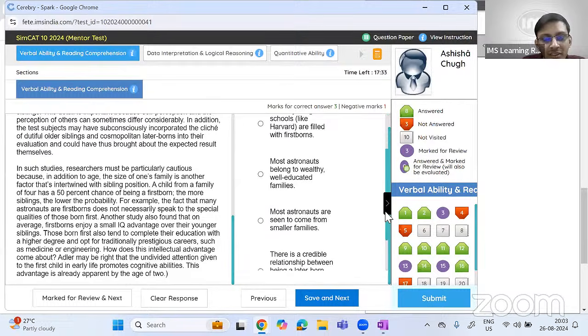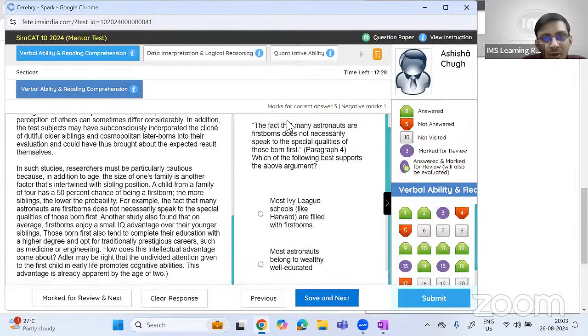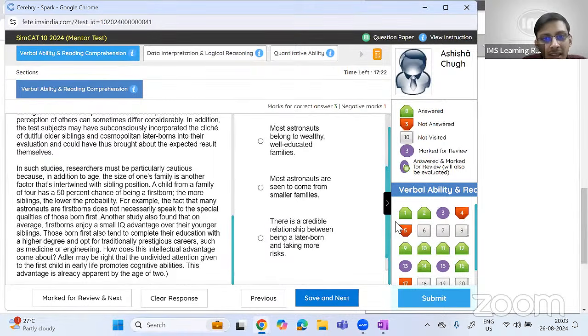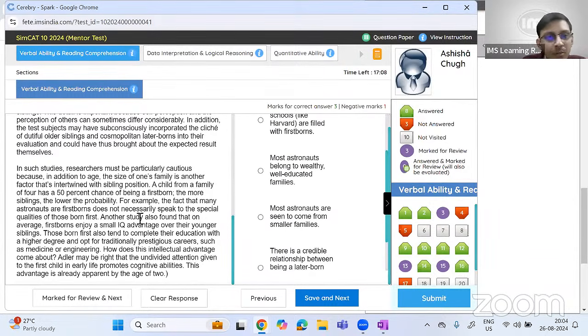Next one, astronauts belong to wealthy, well-educated families. Okay, so here it is saying astronauts are not special because of being firstborn. Here it might be because of wealthy, well-educated, might be correct. Most astronauts are seen to come from smaller families. Okay. And a credible relationship between being a later born and taking risks, nothing to do with it here. Okay. Between the second and third options, if I see this paragraph, okay, this astronaut part was an example related to a family of four. Okay. About the size of the family, this was an example.